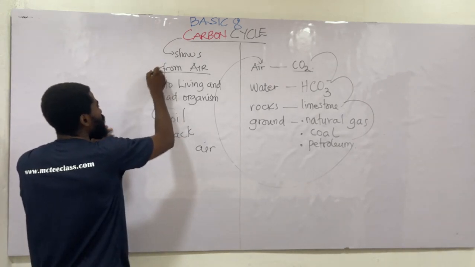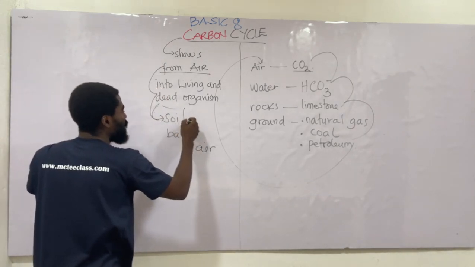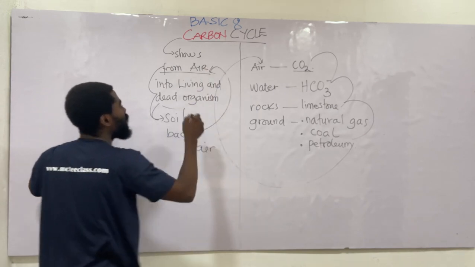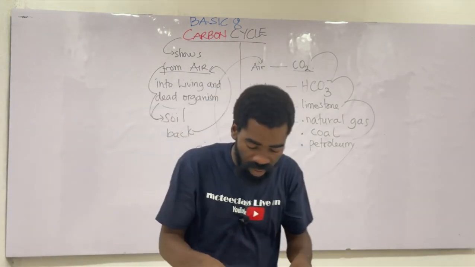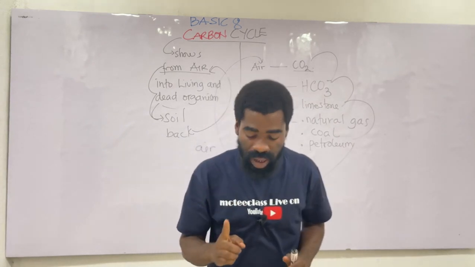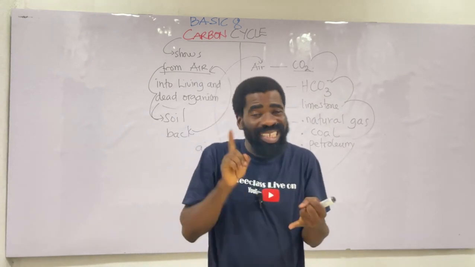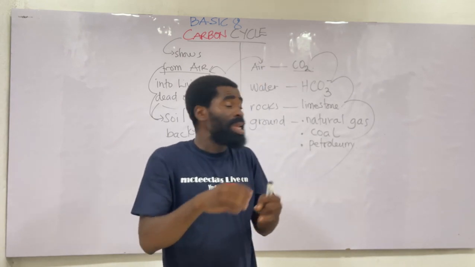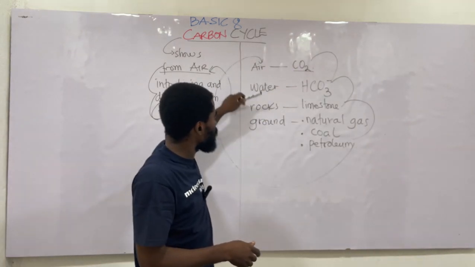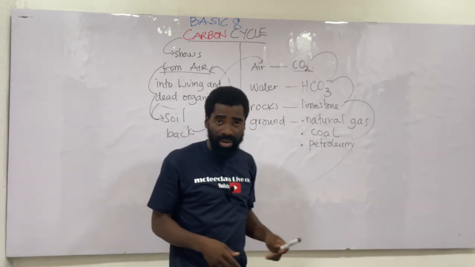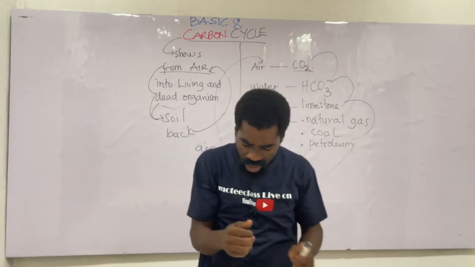So we have from here it goes into this, from there to this, then back into the air. So it forms a cycle. And therefore there are stages involved in the carbon cycle. Take note. When it comes to the carbon cycle, carbon exists in the air as carbon dioxide, in water, in rocks. Then as well in the ground, that's where we get the fossil fuel. And we'll look at that shortly.